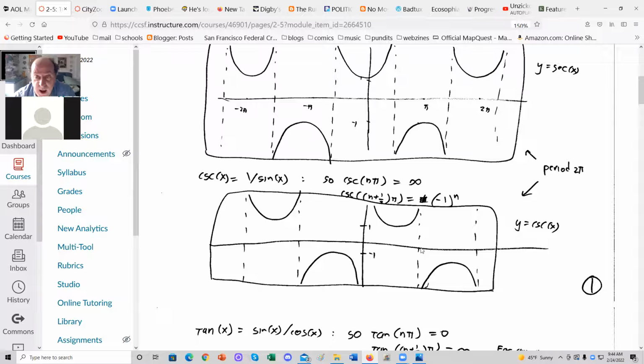Since sine is a quarter phase out from cosine, cosecant is a quarter cycle out from secant. And sine is 0 at n pi, for integer n, and is plus or minus 1 at n½ pi. And so therefore cosecant of n pi is infinity, cosecant of n½ pi is plus or minus 1. Well, let's see that. So you get a set of U's like this.